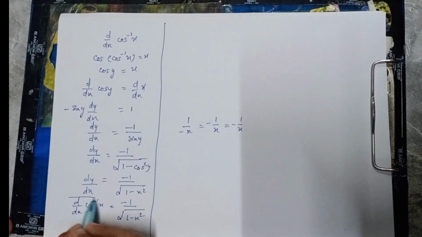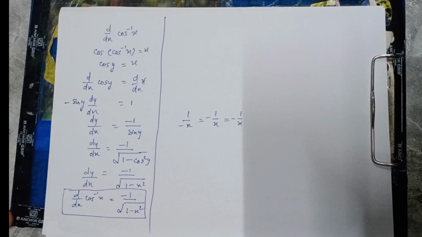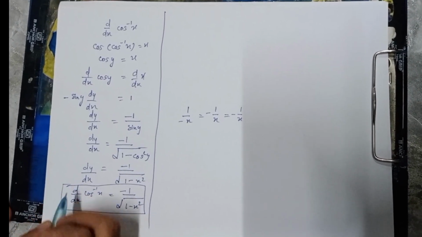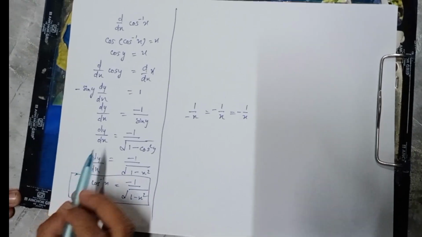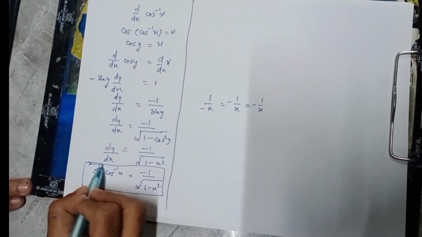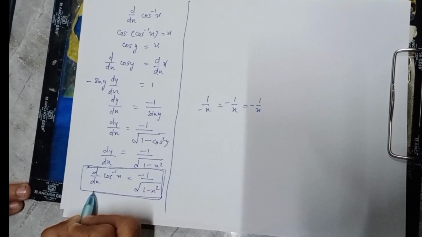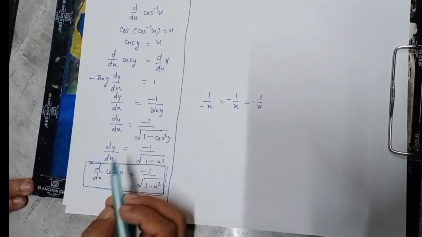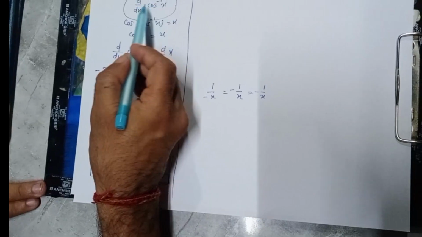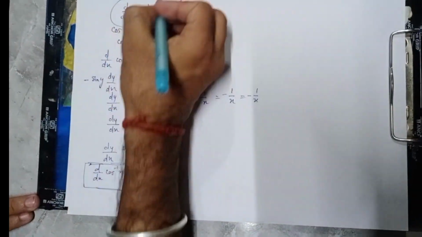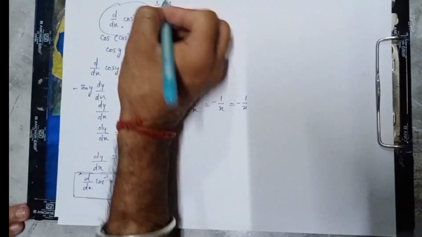x squared. This formula will help you in solving the problems which are basically given in exercise 5.3 of the NCERT textbook. So you need to learn this formula. But sometimes in the CBSE board, these examples are also given: find out d by dx of cos inverse x for 1 mark or 2 marks.